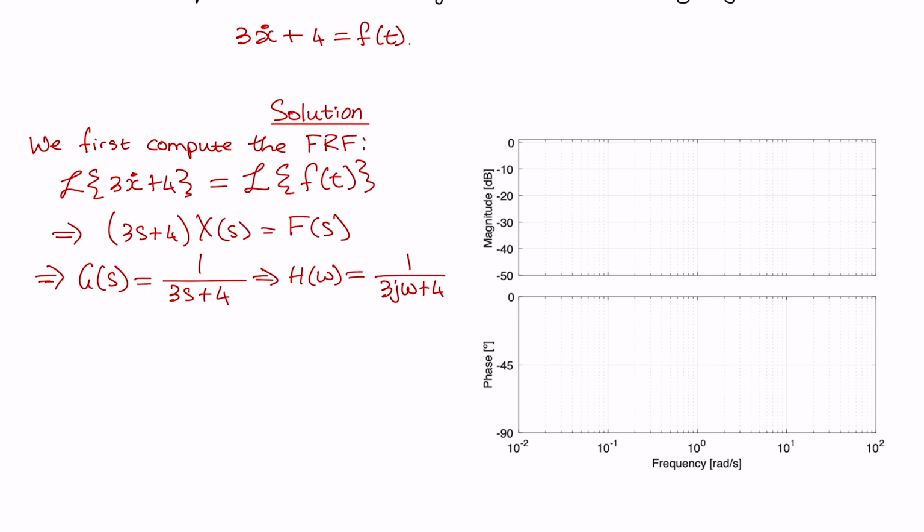Just to check my understanding, when you took the Laplace of 3x dot plus 4, where does the X of s come from for the 4 component? I thought you would have gotten 3s plus 4 in parentheses. Oh, I'm sorry, there's a mistake here. This should be 4x. Okay. Yeah, that's what it should be. Yeah, no problem.